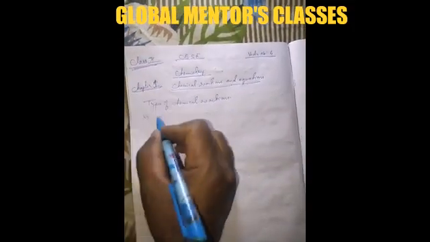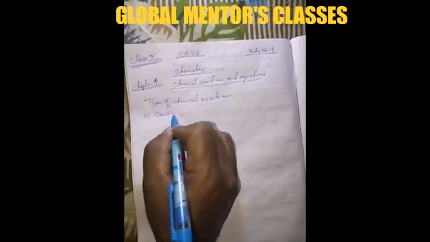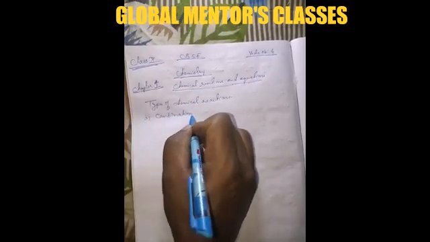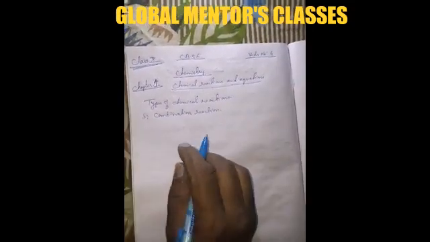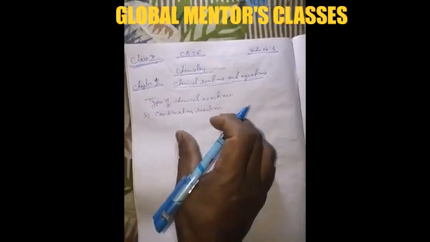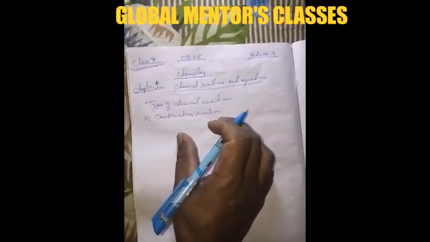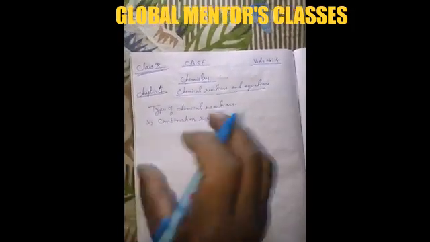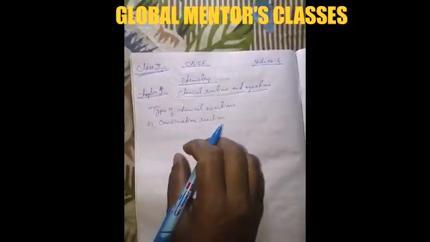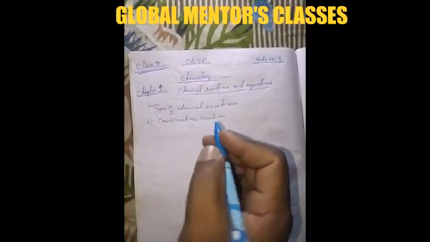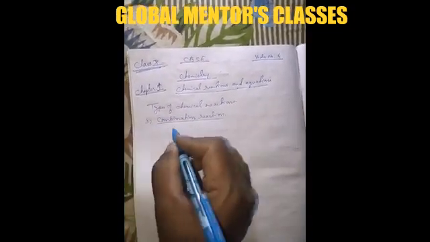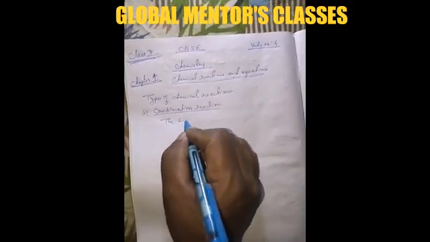First is combination reaction. What is combination reaction? As the name suggests, combination, that is combine. That means the reaction in which two or more simpler substances combine to form a single substance is called combination reaction.